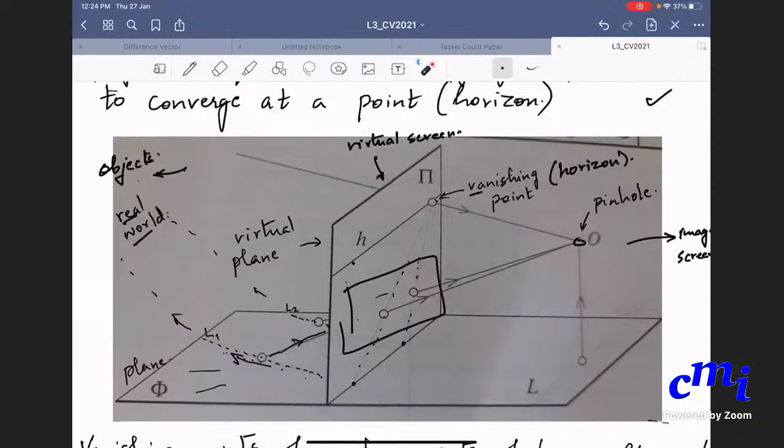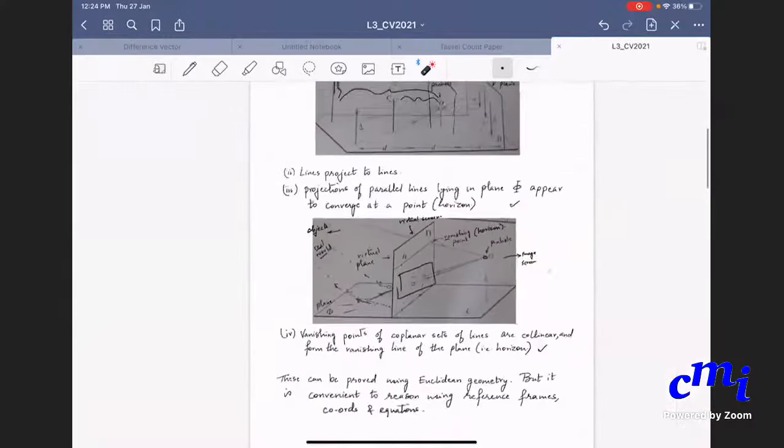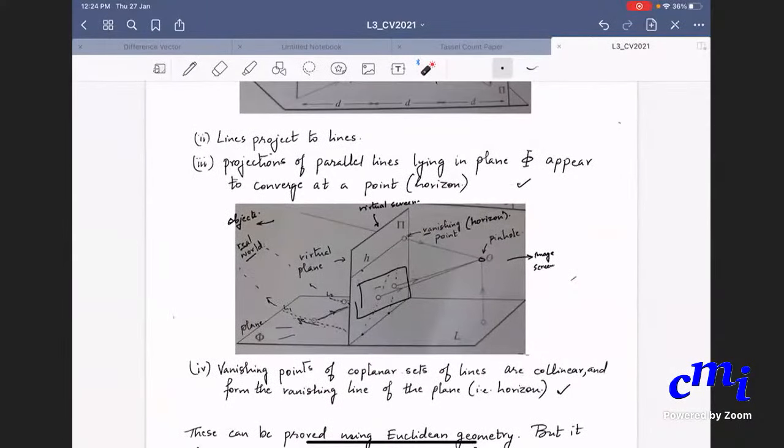Yes, the horizon line in the image depends on what plane you're talking about. This could have been taken with respect to a fixed plane. We could have taken something at an angle, like the dotted lines you showed, and so the horizon will be different. Yes. This is all with respect to a fixed plane.